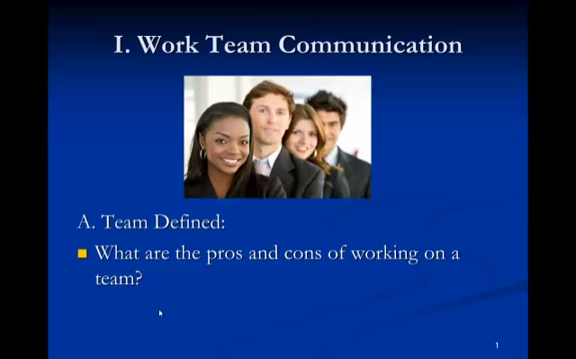What I'd next like you to think about is what are the pros and cons of working on a team? Well, I often hear back from students, and I personally have worked on many teams throughout my education, and we all pretty much agree that the pros of working on a team are that we bring a variety of talents and skills to the table.